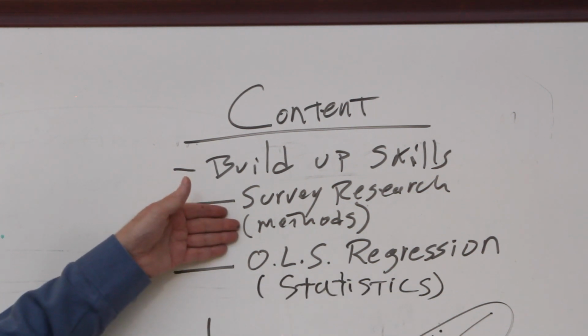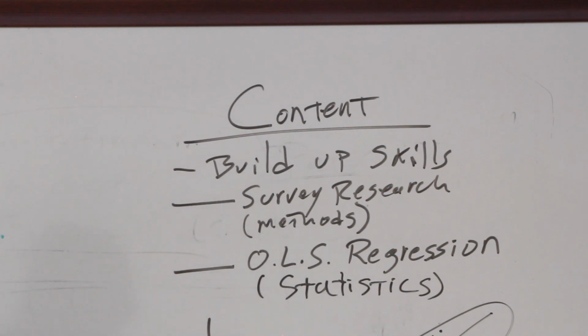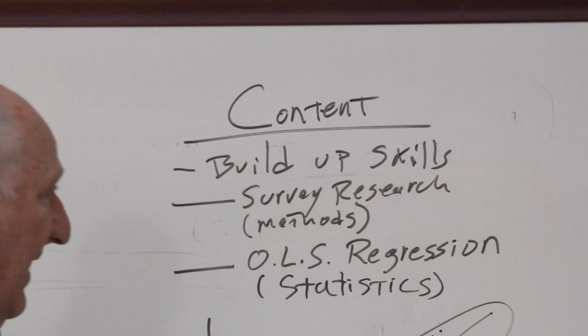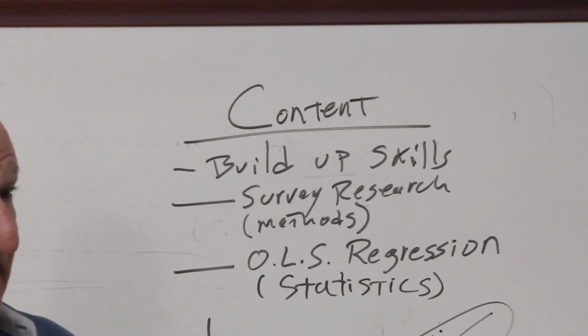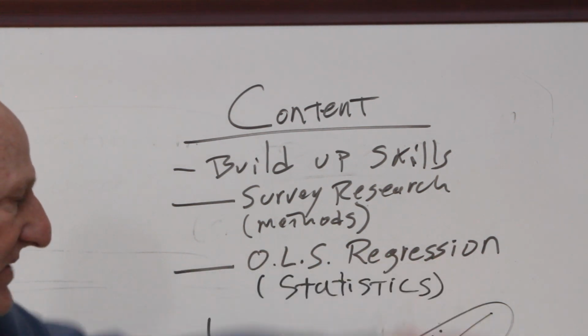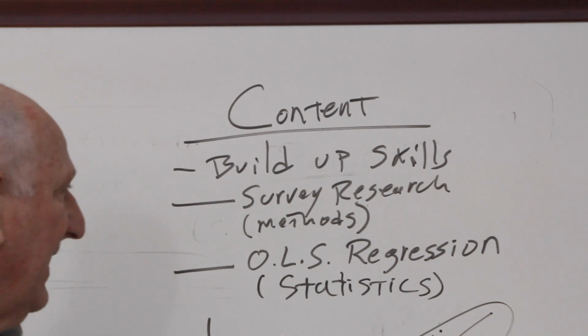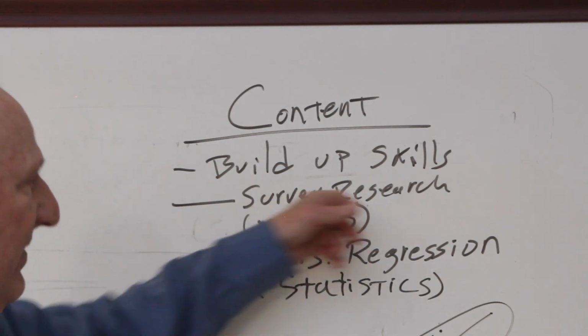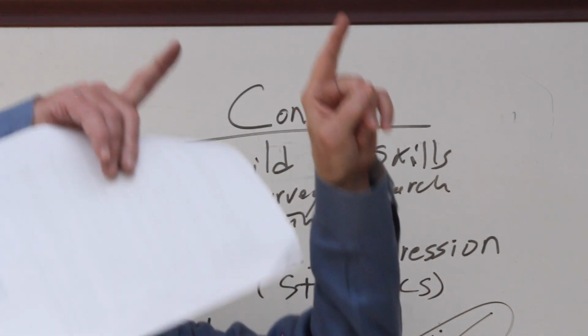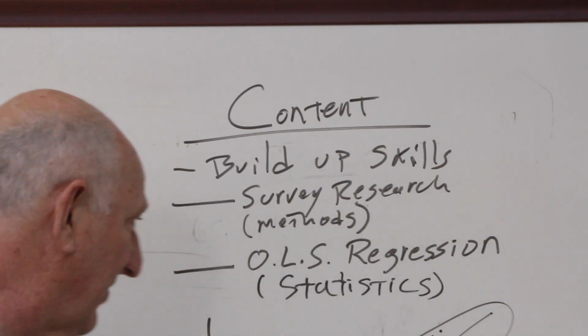And then the idea is you generate the data by understanding the method of creating a survey and administering the survey, although we're not going to administer a survey in this class, and then you analyze it using OLS, ordinary least squares regression. That's the statistics side. The survey research is methods, OLS regression, statistics. We build those up in parallel tracks as the course goes by.